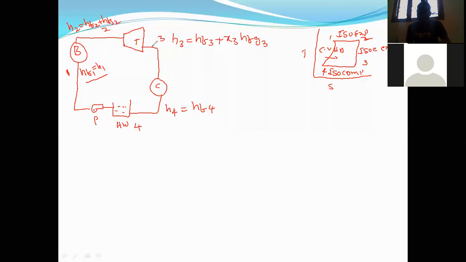Now with this heat, steam will go to the condenser. In the condenser, we are removing the latent heat. Only sensible heat will be there. What is the sensible heat? At point 4, H4 is equal to HF4. Did you get this?